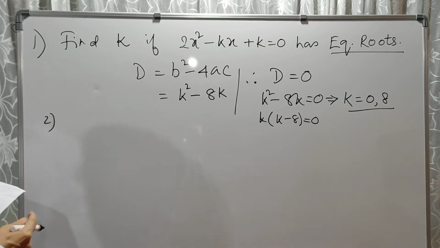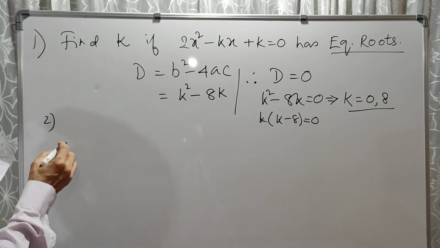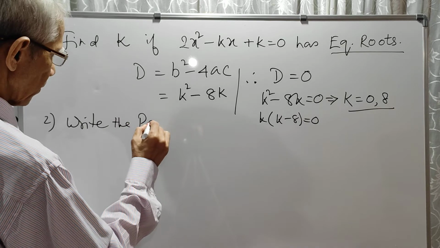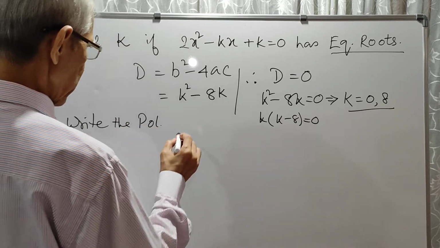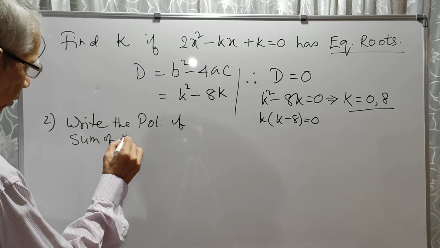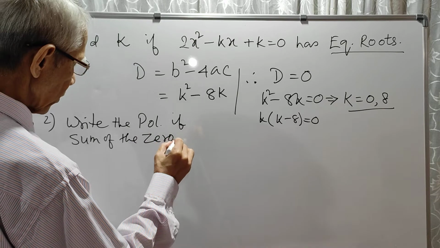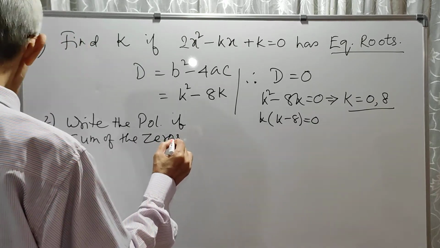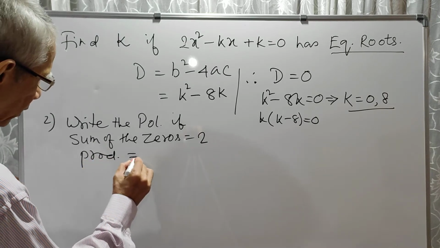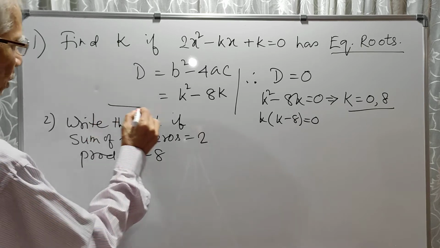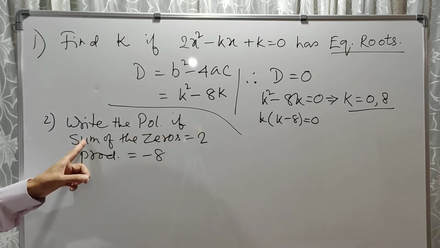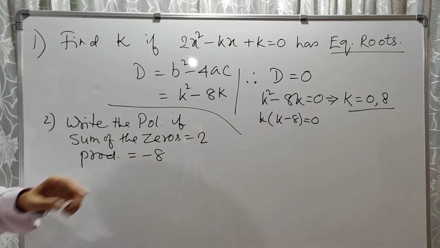Now question 2. Write the polynomial if the sum of the zeros is equal to 2 and the product of the zeros is equal to minus 8. So this is the second question: write the polynomial if the sum of the zeros equal to 2 and product is minus 8.